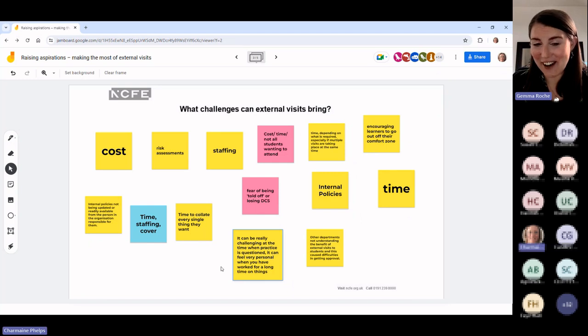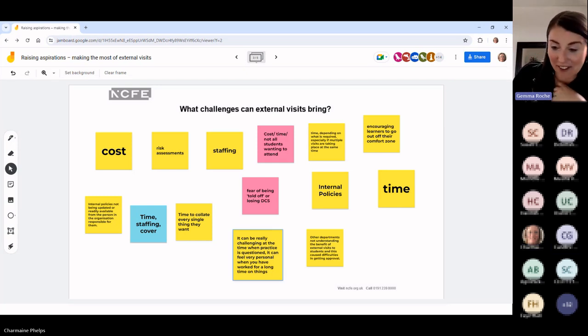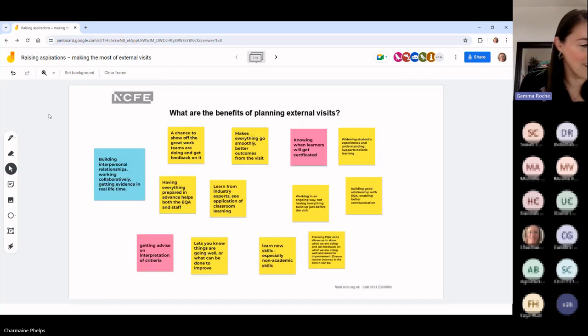Yes, this is all about taking young people to somewhere, so taking them out on a visit, the challenges that we can face with that, how we can plan for that, how we can convince our senior team that that's the right thing to do.